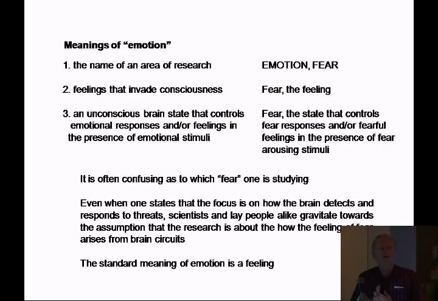And one of the problems is we use the same word for a lot of different things. So we use it as the name of a research area, you know, I study emotion, or we also use it to describe the conscious feelings that we have when we're in some kind of emotional situation, like I feel afraid, I'm anxious. But we also use it to describe unconscious brain states that control emotional responses and our feelings in the presence of a so-called emotional stimulus. So we've got emotion as a noun, we've got emotion as an adjective, and it's all over the place.